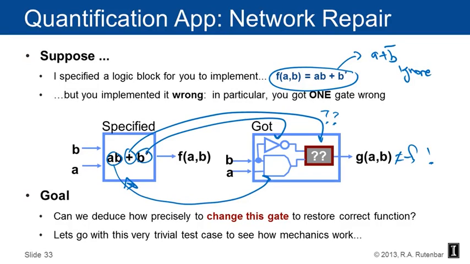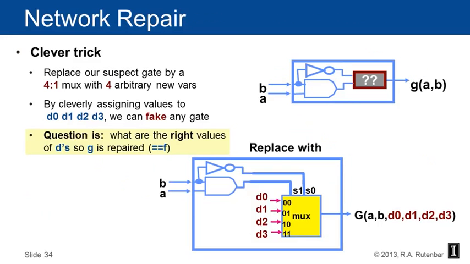So we're going to use this trivial test case so that you can see how the mechanics all work. The first thing is that there's a trick, and the trick is that we're going to replace our suspect gate with a 4-to-1 multiplexer. Remember that a 4-to-1 multiplexer has two select lines, and it selects from one of four values, in this case D0 through D3, shown down here. By putting some constant values on the Ds, we can pretend to be or fake any gate. Those two inputs to the gate are now the select lines, and by putting constant values on the Ds, we can make the gate anything we want.